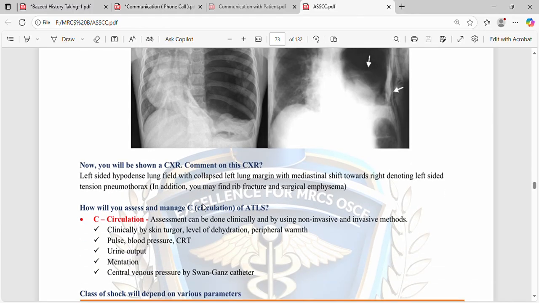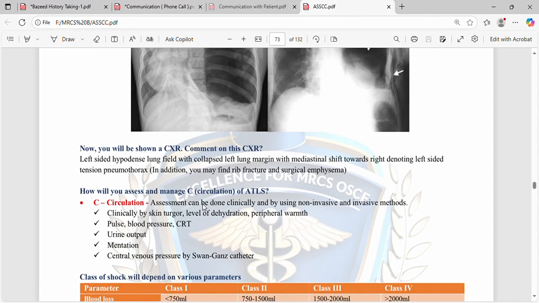How will you assess and manage the circulation component of ATLS? Assessment can be done clinically and by using non-invasive and invasive methods. Non-invasive: check the pulse, capillary refill time, blood pressure, urine output, mentation. So these are non-invasive. In invasive, you put a central venous line and monitor the central venous pressure, or use a Swan-Ganz catheter.